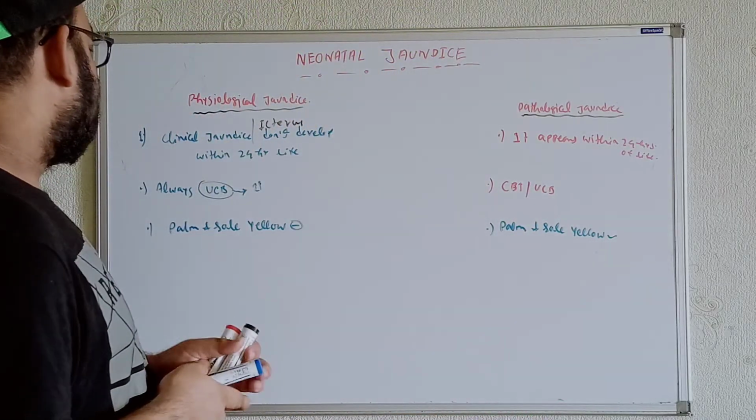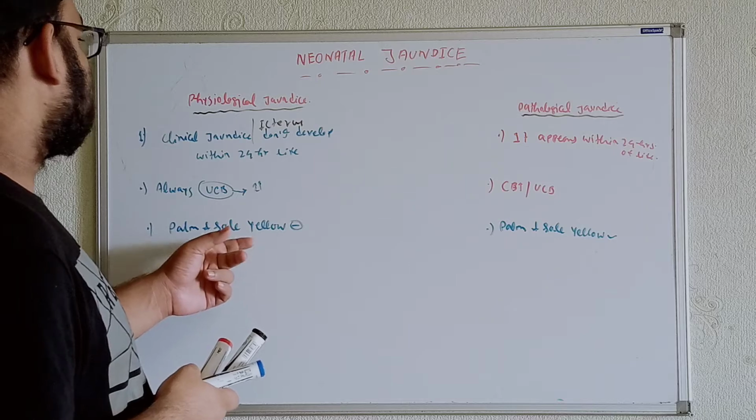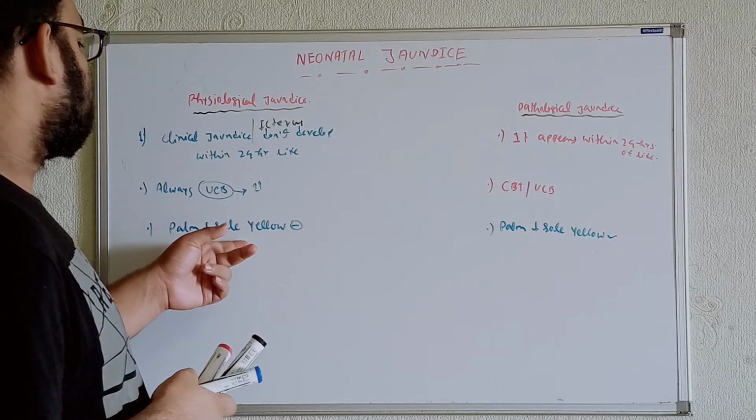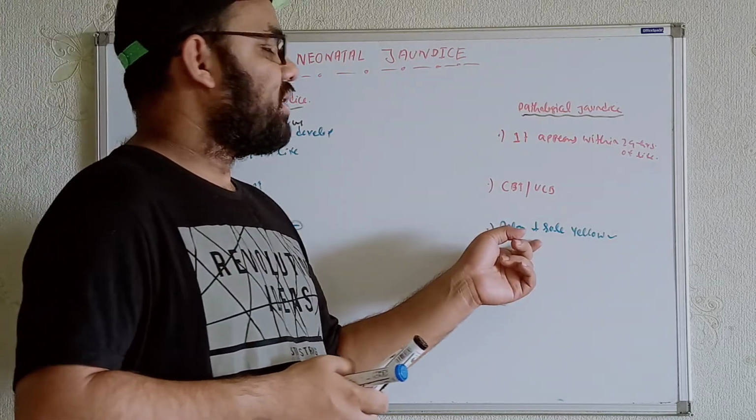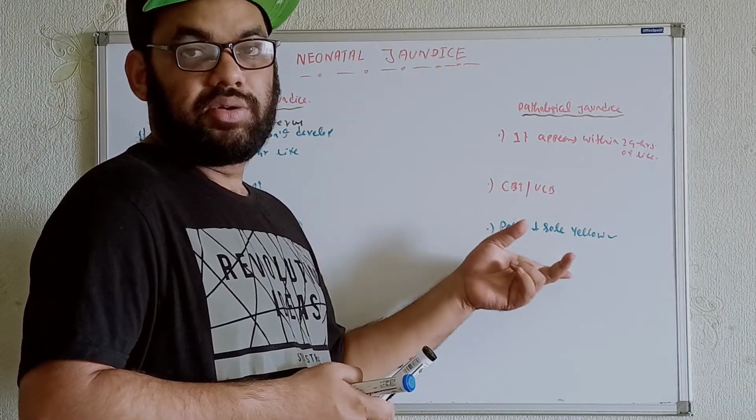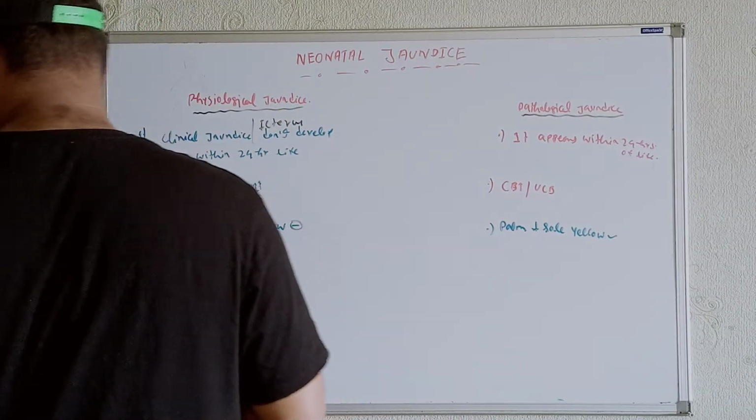The most important one: physiological jaundice cannot be seen beyond, for example, 2 weeks. But pathological jaundice can be seen beyond 3 weeks also. So let's write it over here.